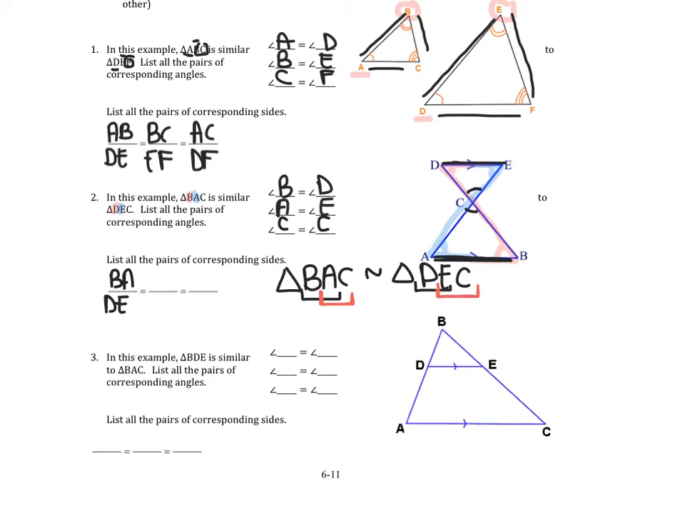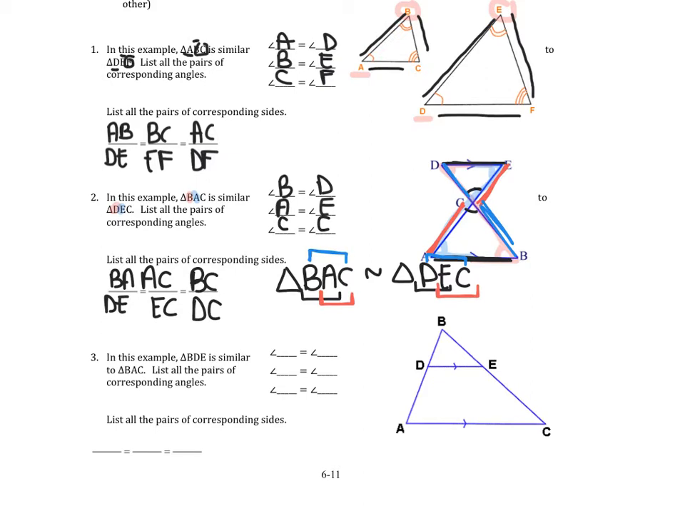Just looking at the diagram, EC is right here, AC is right here. So those two sides would correspond. So that was AC over EC. And last but not least, I'm going to look at my outer letters. So that's BC going with DC. So BC is right here, DC is right here. So I'm going to write that out.